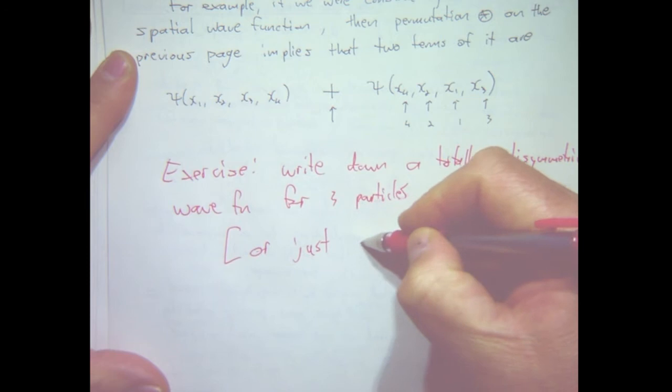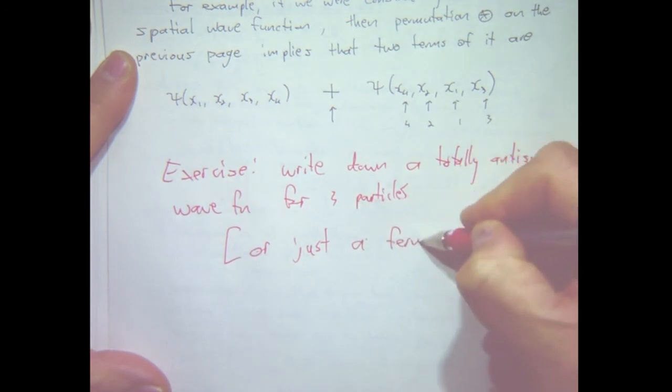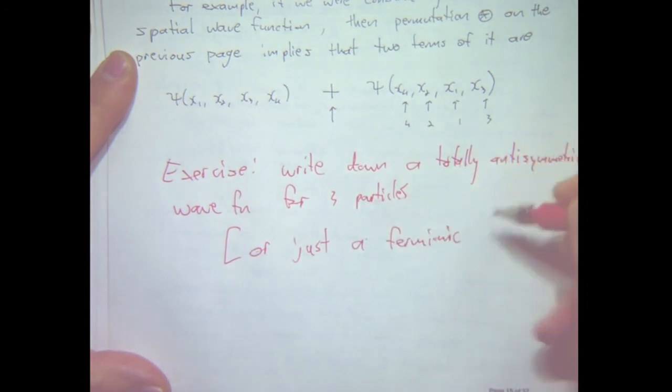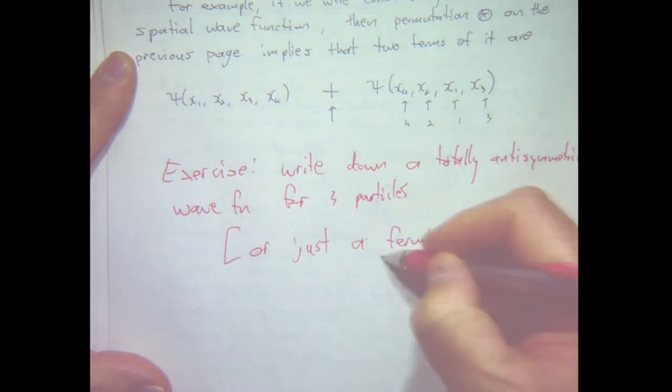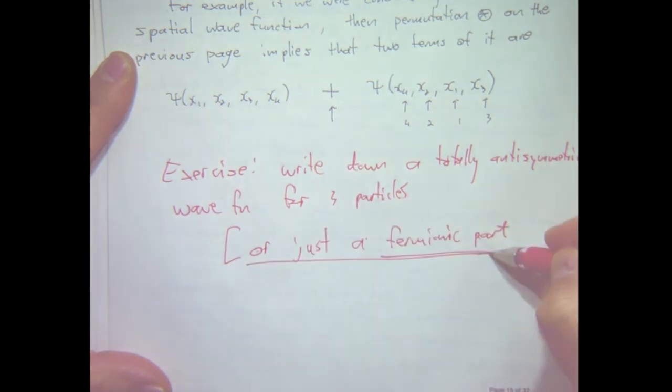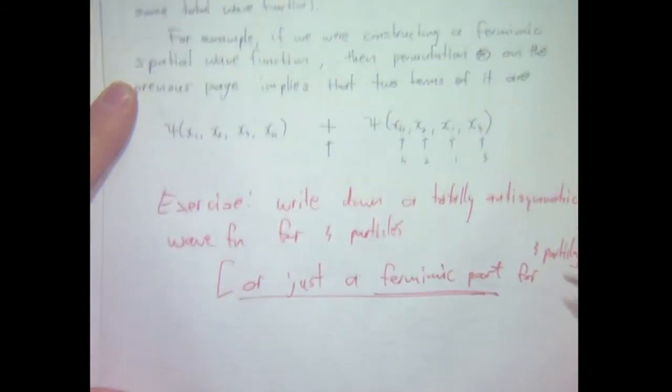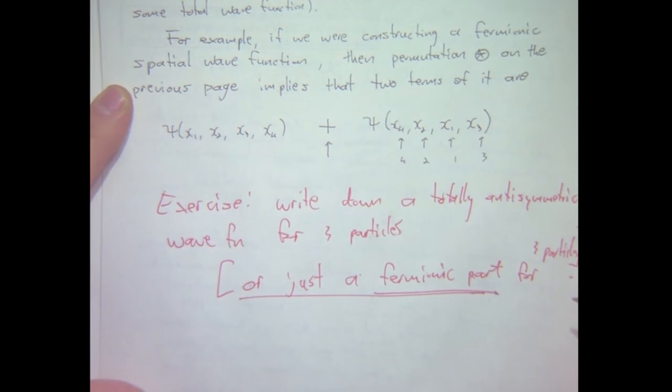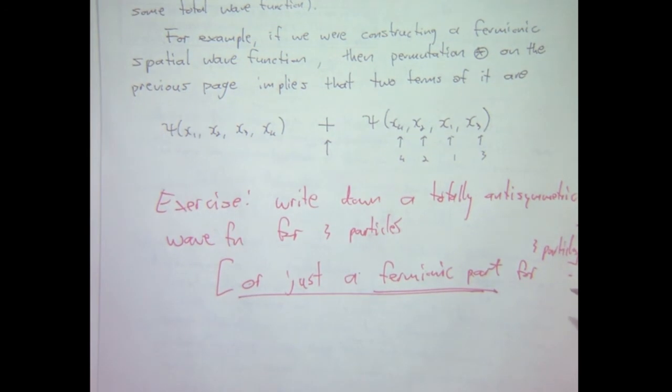Or just a fermionic part. So in other words, ignore spin. If you say this is simpler, this one here, just the fermionic part for three particles. Challenge. But just asking, there would be six states, right? Yeah. For fermions, you would have to choose the negative sign of this coordinate.